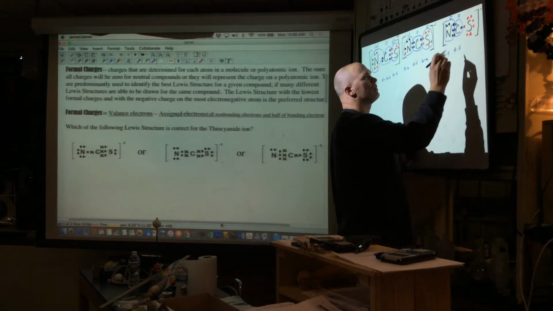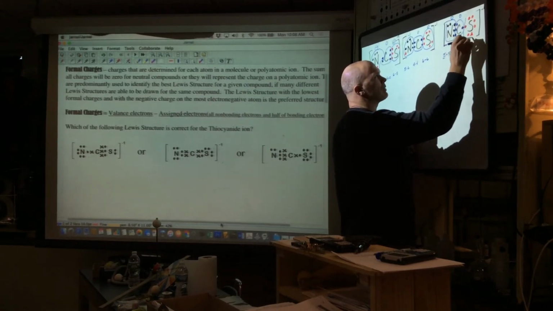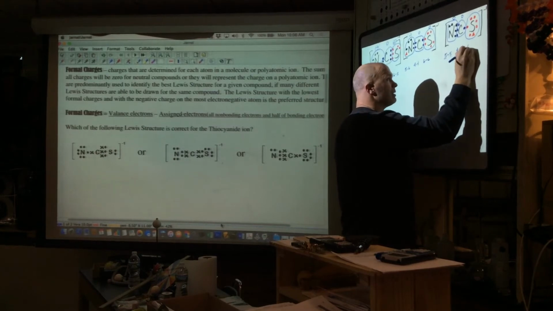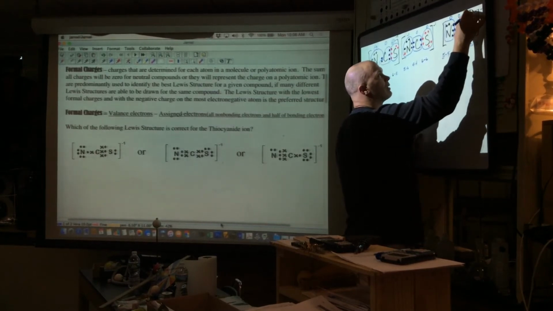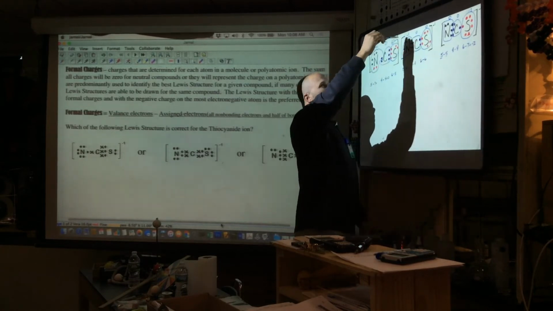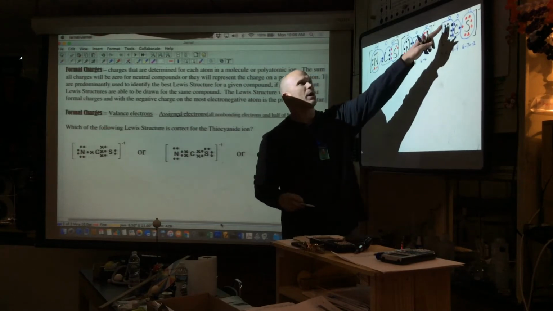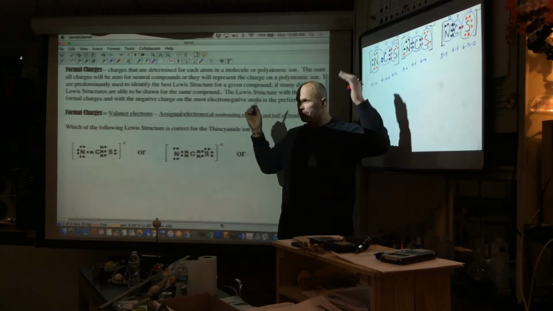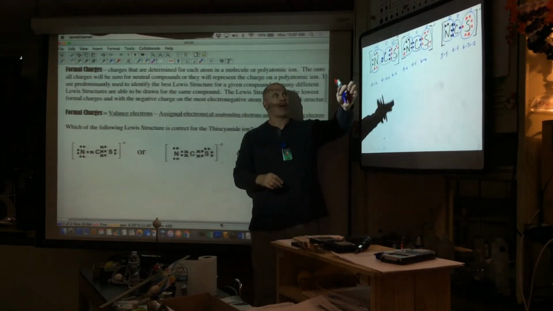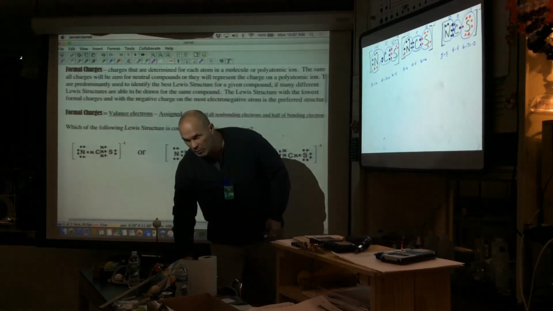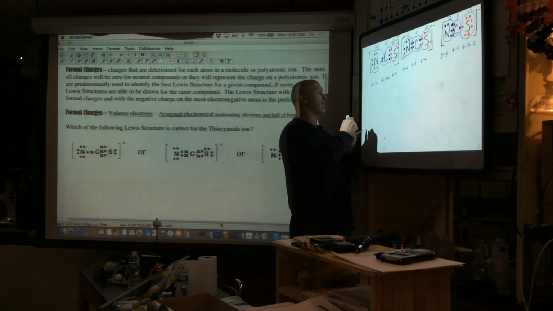And then sulfur, half its bonding and all of its lone pairs, it's assigned 7. It has 6 valence electrons. 6 minus 7, negative 1. Again, the middle one has negative 1 plus 0 plus 0 is negative 1. The one to the right is 0, 0 plus negative 1. Both of these, all of them, add up to negative 1. Clearly, which is the one that we can get rid of? We can reject the one to the left first.